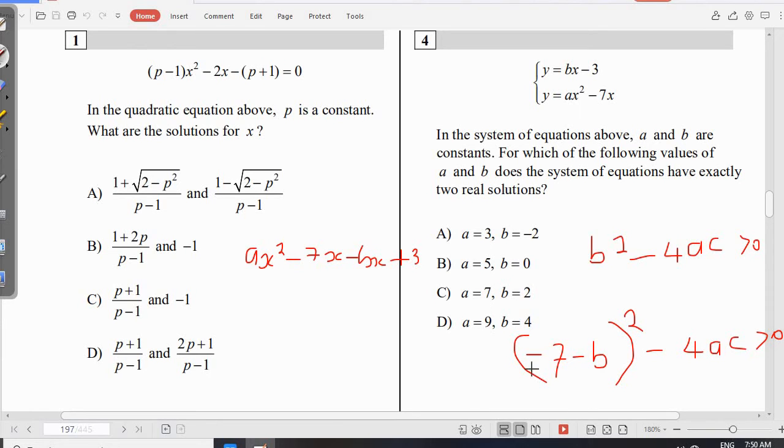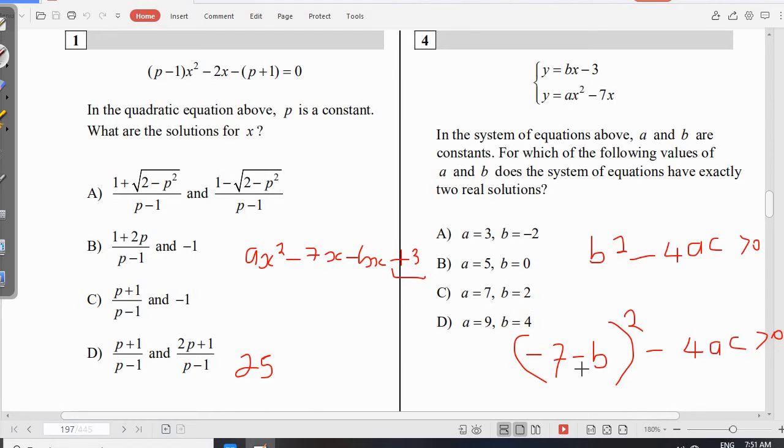So let's punch it in. The first one we have b as minus 2. Minus 7 minus minus 2 is minus 7 plus 2. That is minus 5. Minus 5 squared is 25. Now we have gotten 25 here. Let's check the other part. 4 times a, 4 times 3 is 12, times c. C is 3. So 12 times 3 is already more than 25, so that's not the answer.